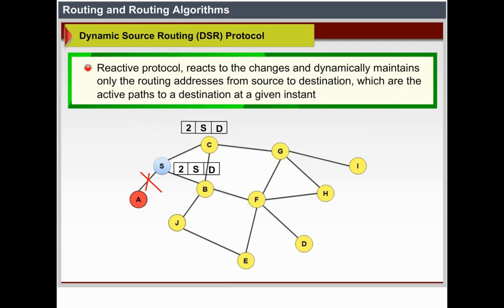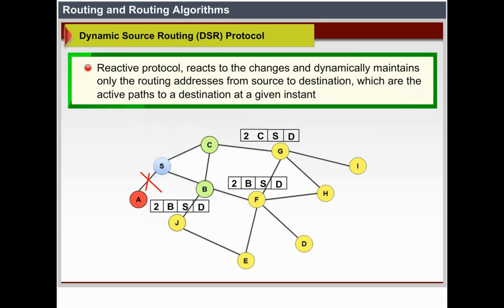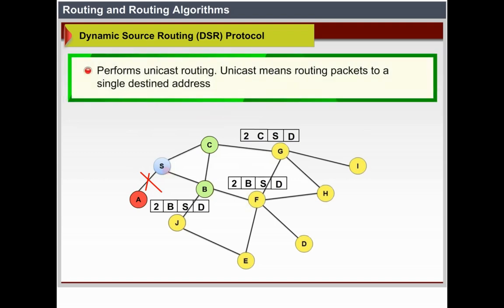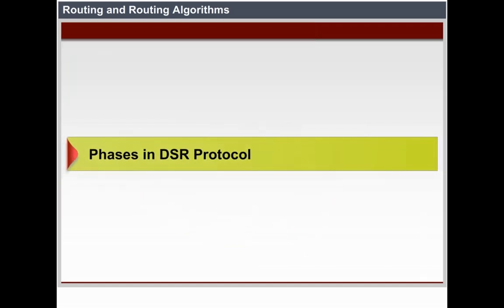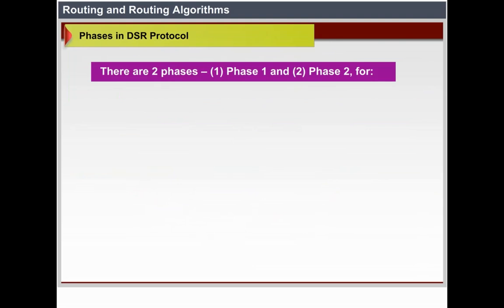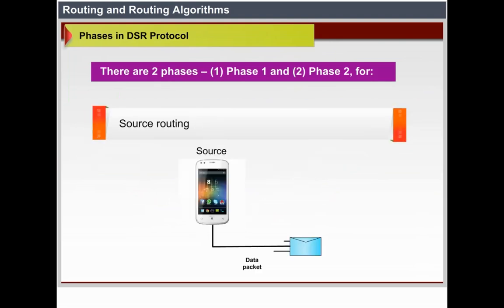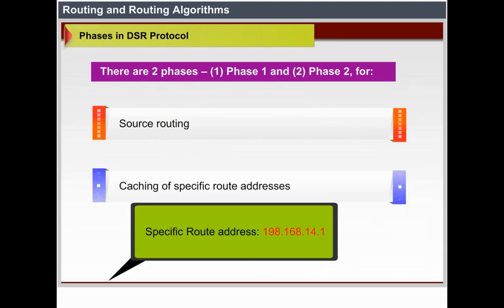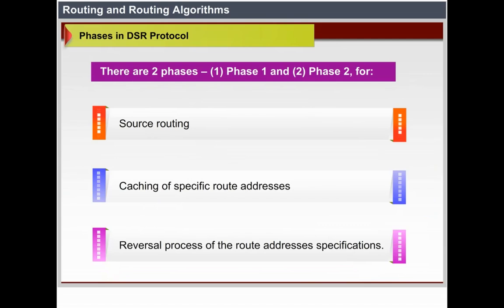Reactive protocol reacts to the changes and dynamically maintains only the routing addresses from source to destination, which are the active paths to a destination at a given instant. Performs unicast routing. Unicast means routing packets to a single destined address. Phases in DSR protocol. There are two phases, phase 1 and phase 2, for source routing, caching of specific route addresses, reversal process of route address specifications.